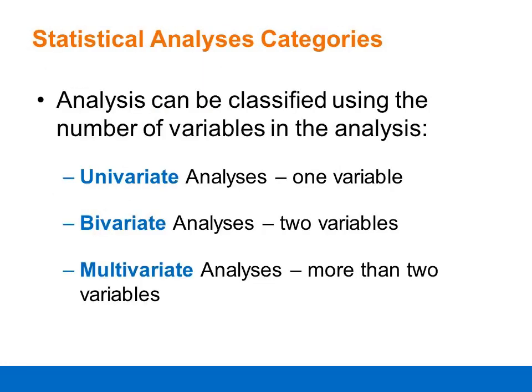The type of statistical analysis can be categorized based on the number of variables in the analysis. A univariate analysis has one variable. A bivariate analysis has two variables. And a multivariate analysis has more than two variables.